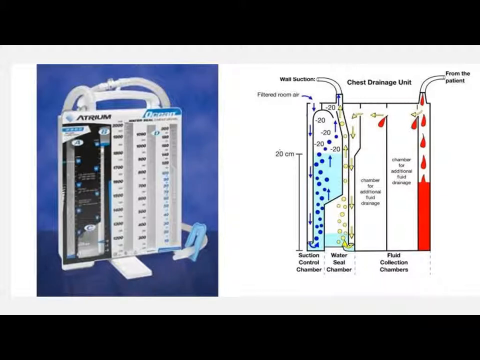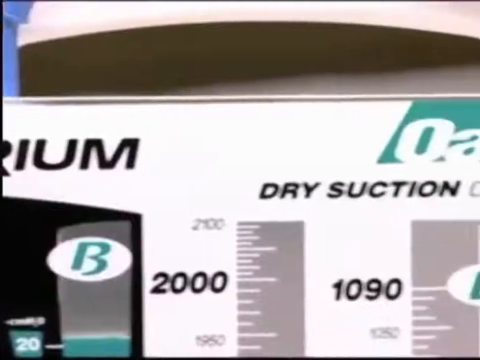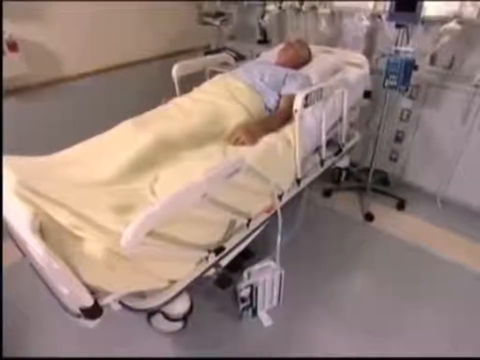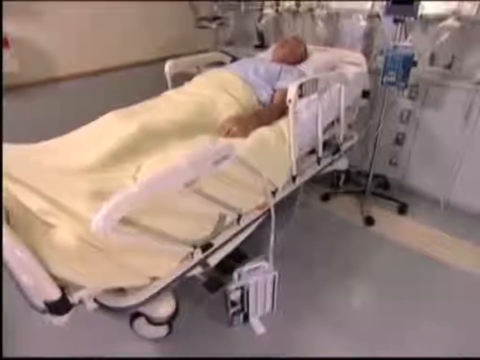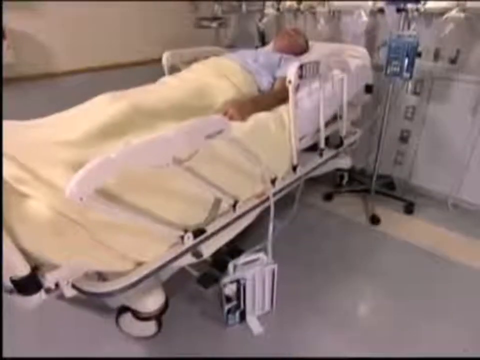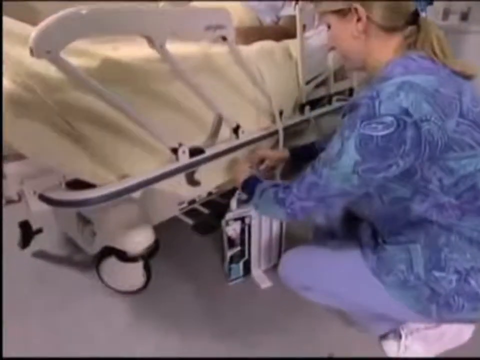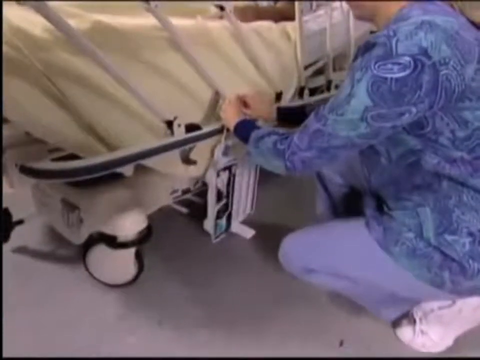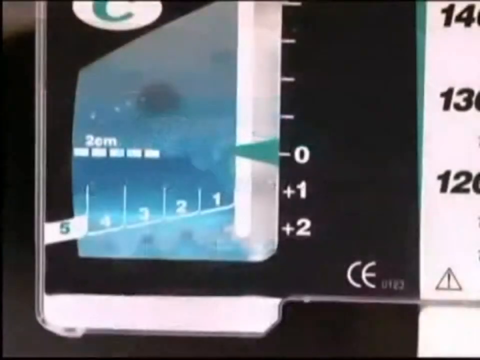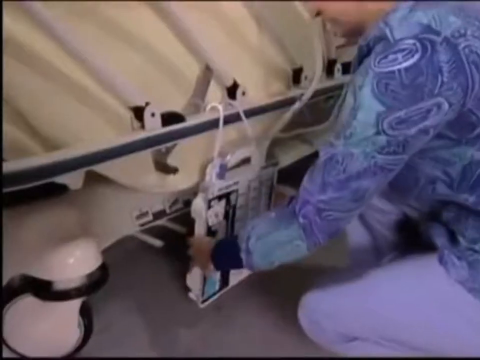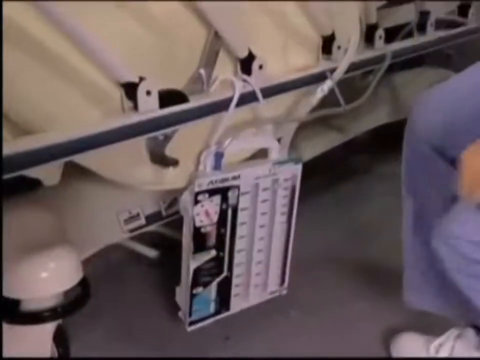So when we receive a patient with a chest tube in one of these underwater seal units, there's a few points that we have to remember when we're handling the unit itself. Firstly, we need to keep the unit below the level of the patient, because if we lift it up, the forces of gravity may prevent anything draining from the chest, but also may allow some of the fluid within the system to flow back in towards the patient.